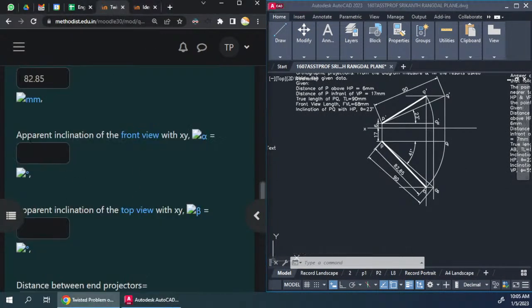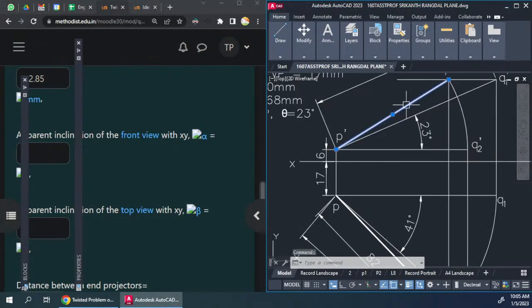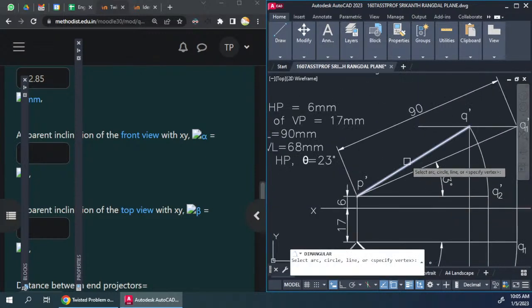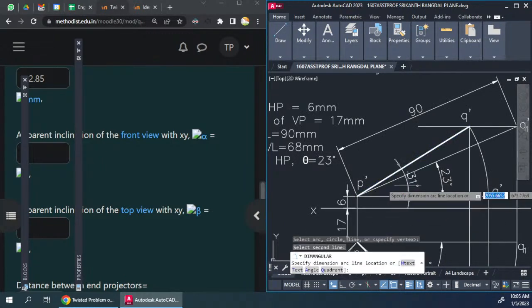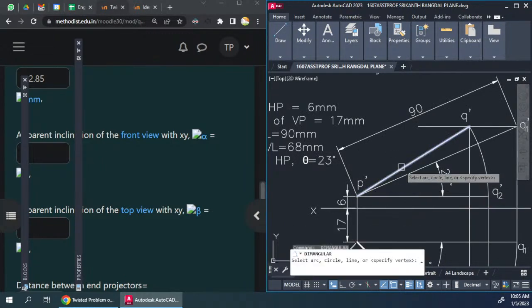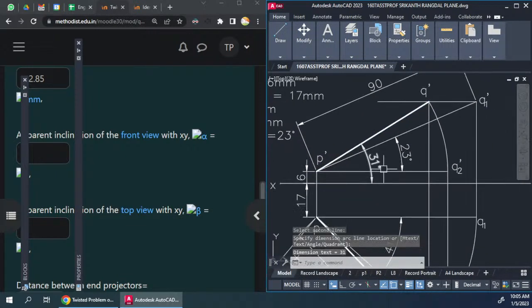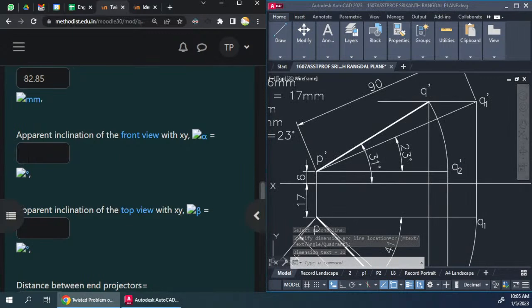and let's see what other values we have to find. Apparent inclination of the front view with xy. So front view is this line, and apparent inclination is its inclination with the xy line. So let's take this angle. We can take the angle between these two, or we can take the angle from xy, whatever looks good to you. I think let's take it with xy so that it gives us some space. Okay, so that is 31 degrees.